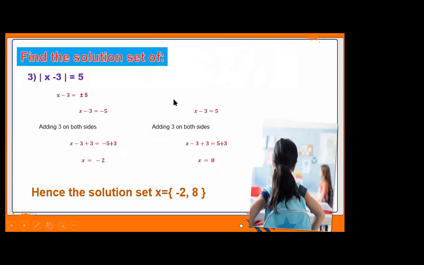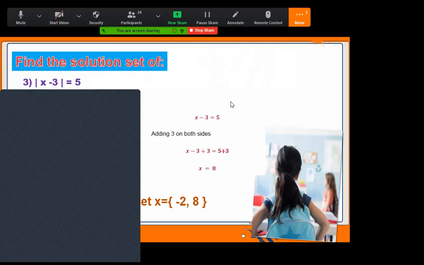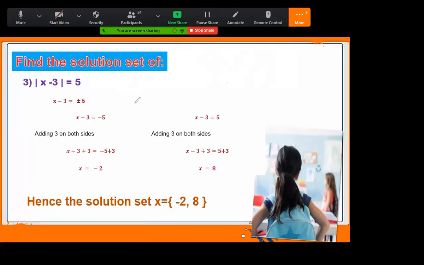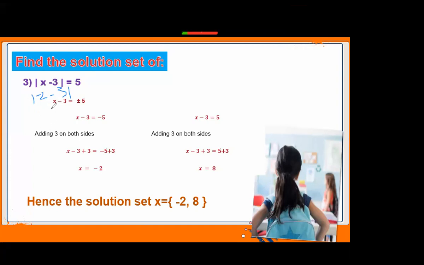Now students, if I want to check that my answer is correct or not, I have to put the value of these two answers in the given question. If I put this value minus 2 over here, we get minus 2 minus 3, and there is a mod. Minus 2 minus 3 is minus 5.